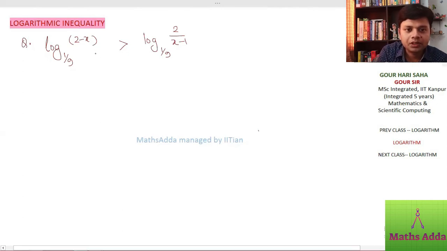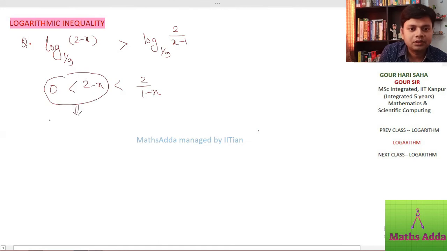So what is the condition? First let us see the base. Base is 1 by 9. So if you remove log, the sign will change. So 2 minus x would be less than 2 by 1 minus x. And this would be greater than 0, right? So that log is defined. Now solve this first part. This is 0 is less than 2 minus x, so x is less than 2. So it is minus infinity to 2.